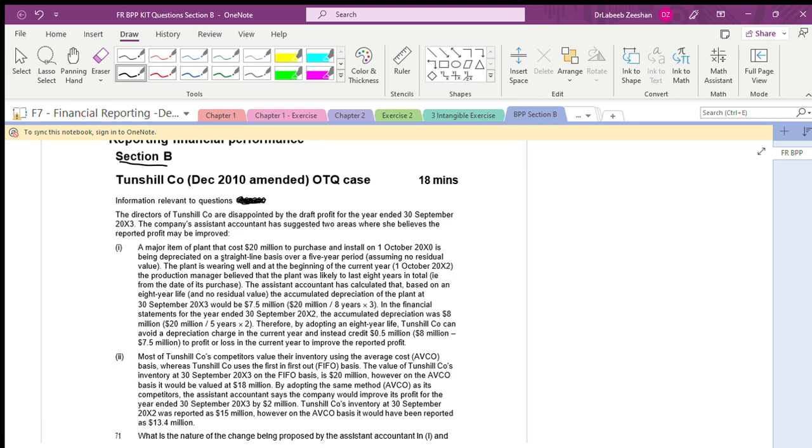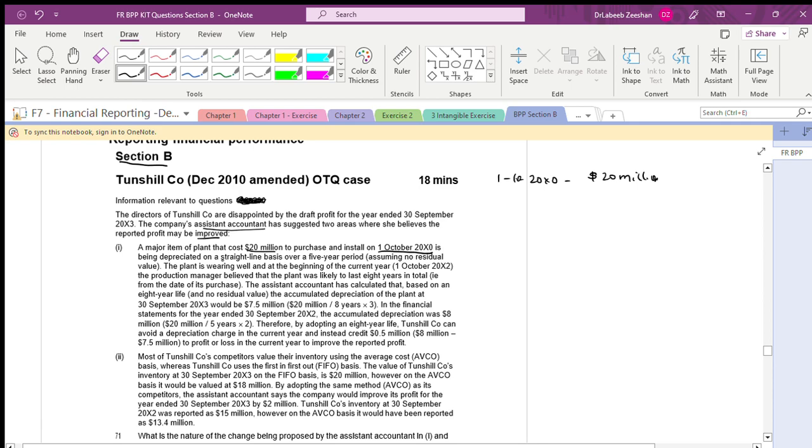The directors of BTunshill company are disappointed with the draft profit for the year ended 30th September. The company's assistant accountant has suggested two areas where she believes the reported profit may be improved. A major item of plant costing 20 million was purchased and installed on 1st of October.